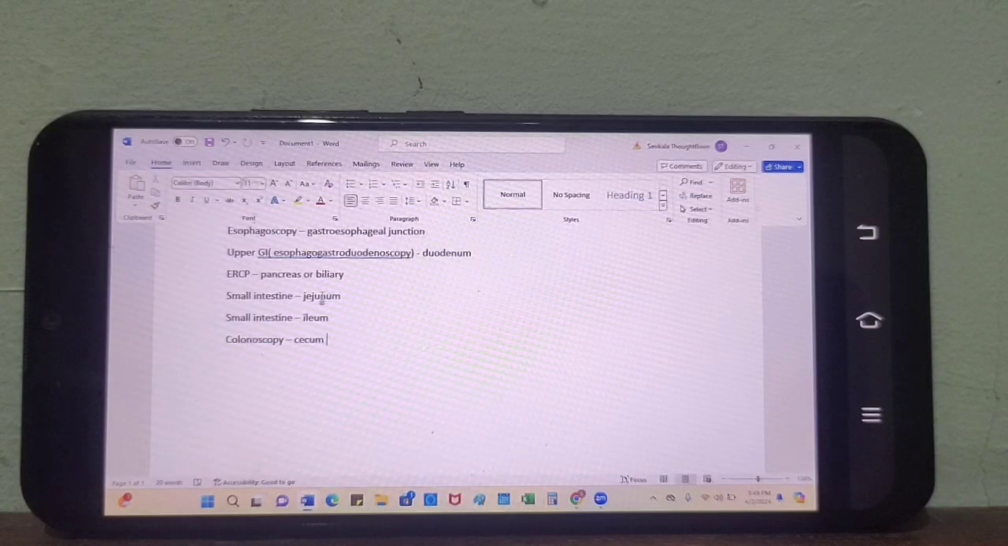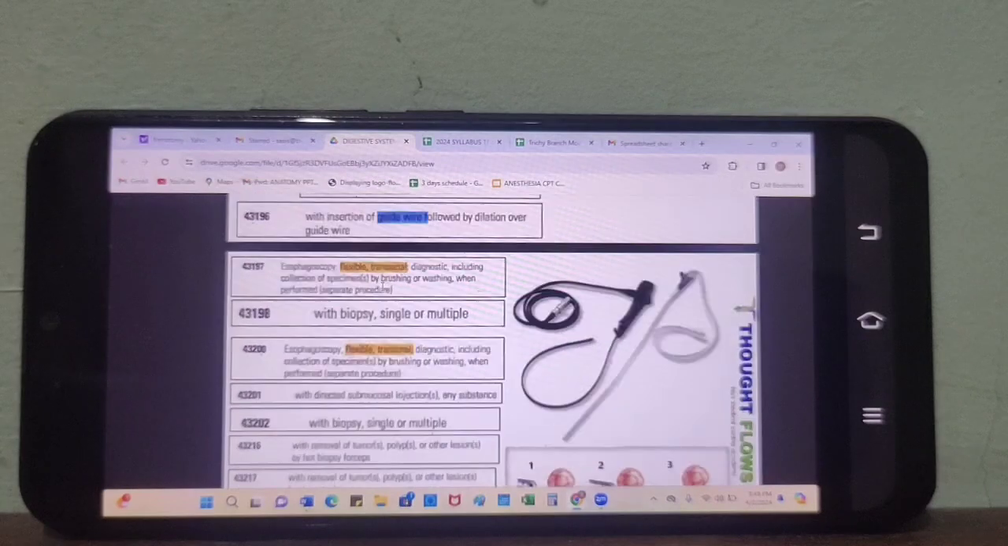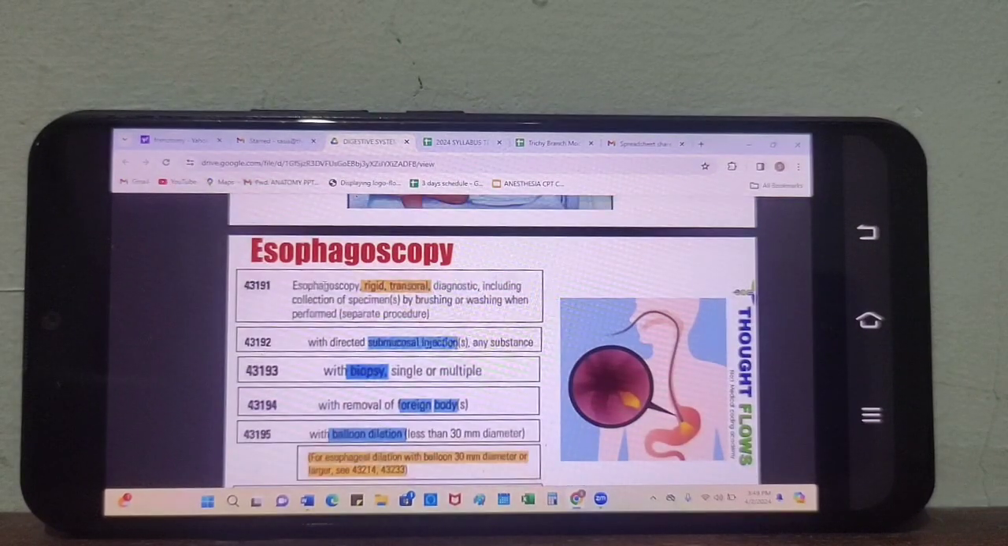So here, the reason for the scopy is the same. For example, esophagoscopy, rigid transoral. The scope has been inserted through the mouth. Rigid means the scope does not terminate in all directions. The scope just terminates in a limited direction.